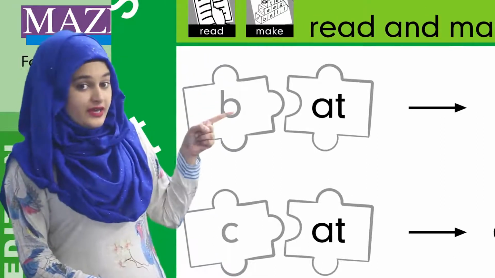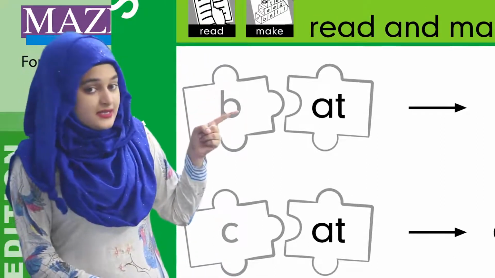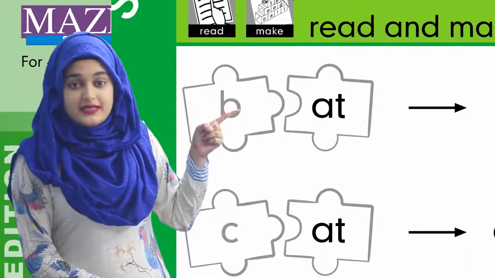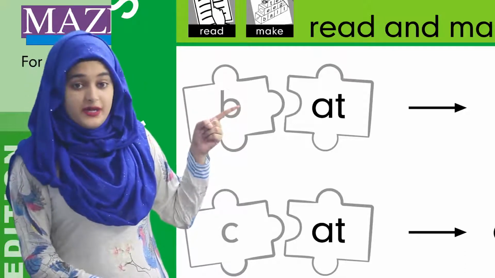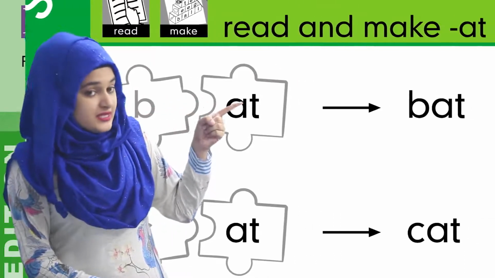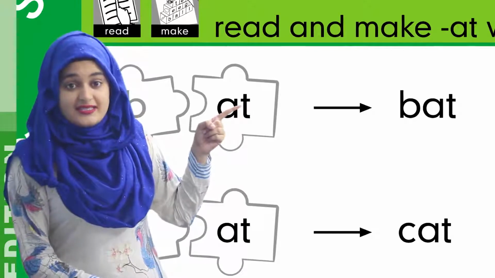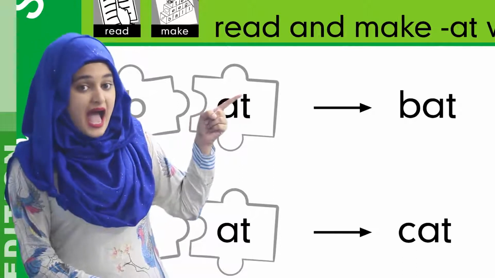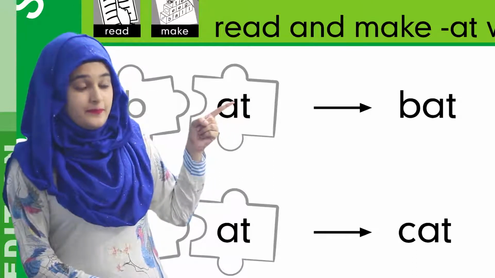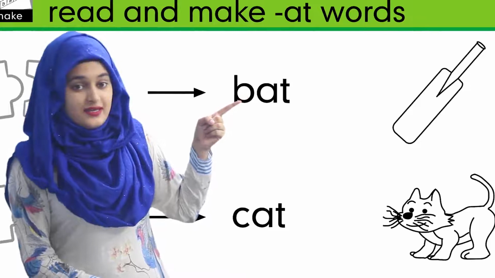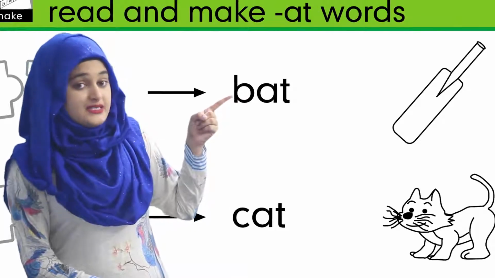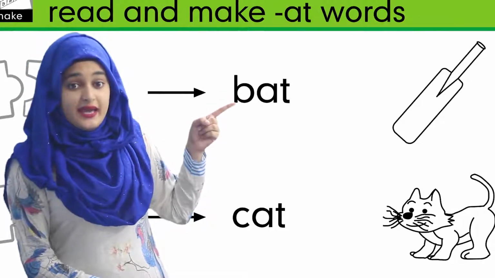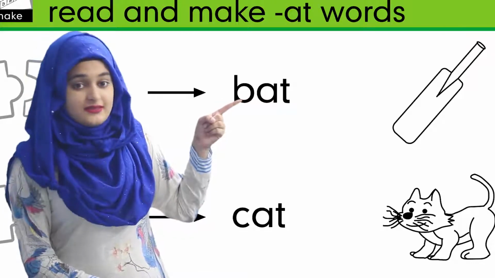Now have a look here. This is b, this is b, and what is this? At. Yes, so when b meets at, they become bat. B meets at, they make bat.